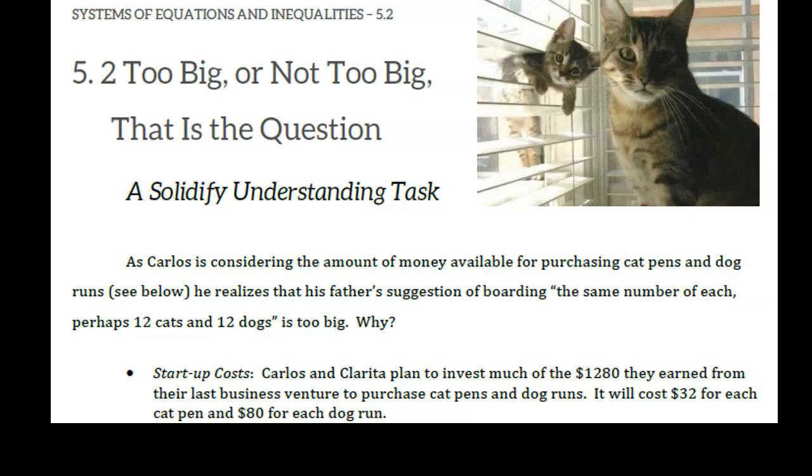And so when we looked at the space constraint, it was a restriction regarding the amount of space that they had available. They had 360 square feet of space. And with the startup costs, they have $1,280 to spend, knowing that it will cost $32 for each of the cat pens and $80 for each of the dog runs.